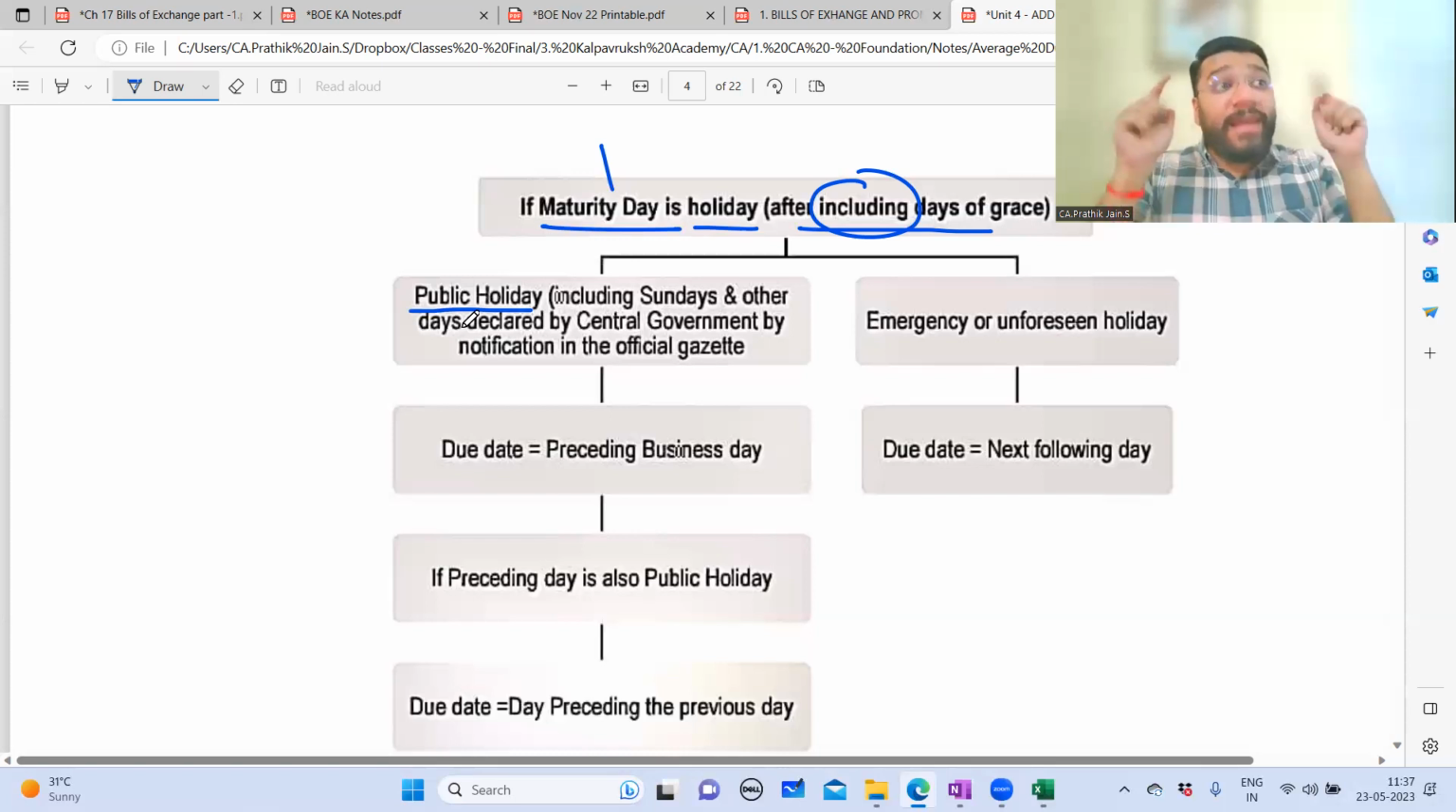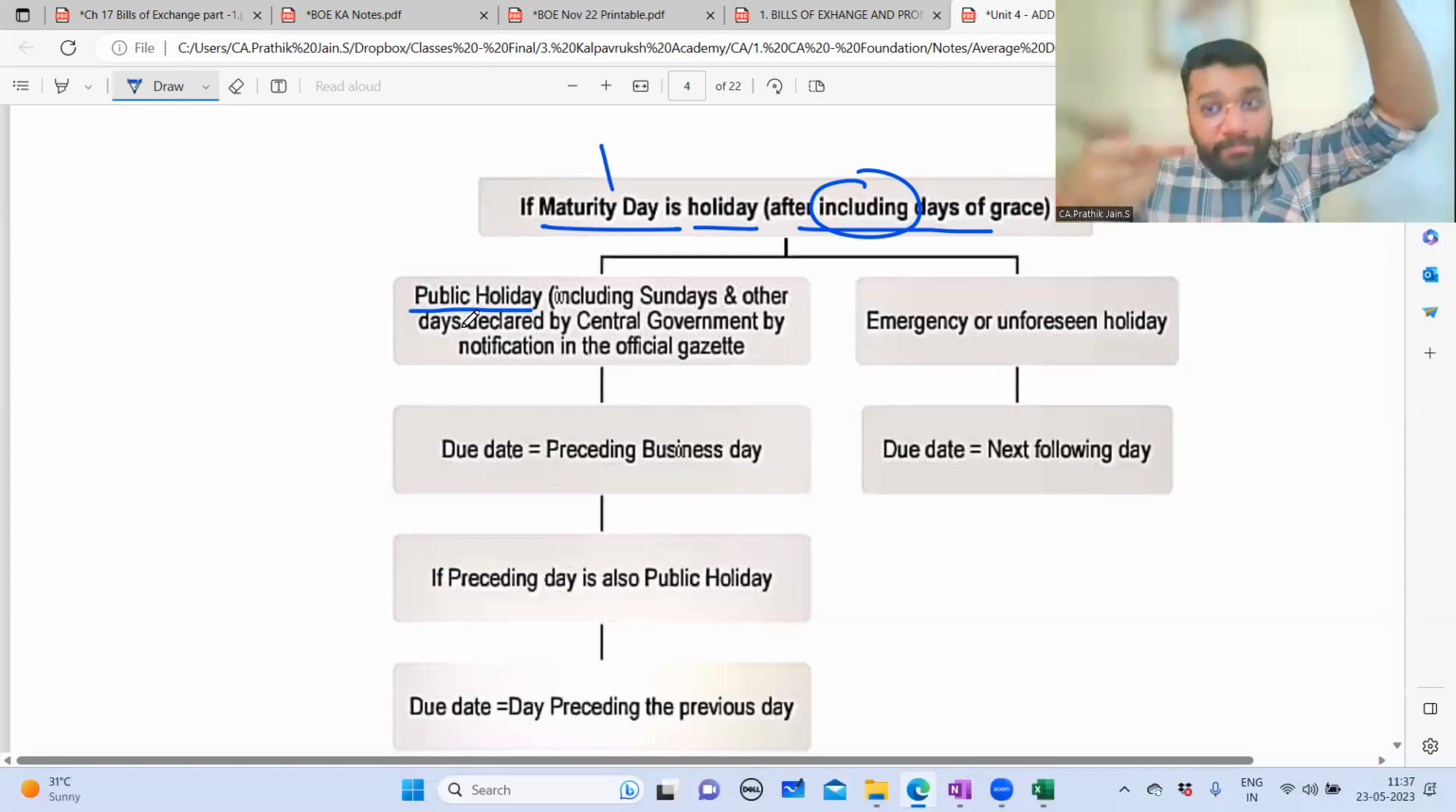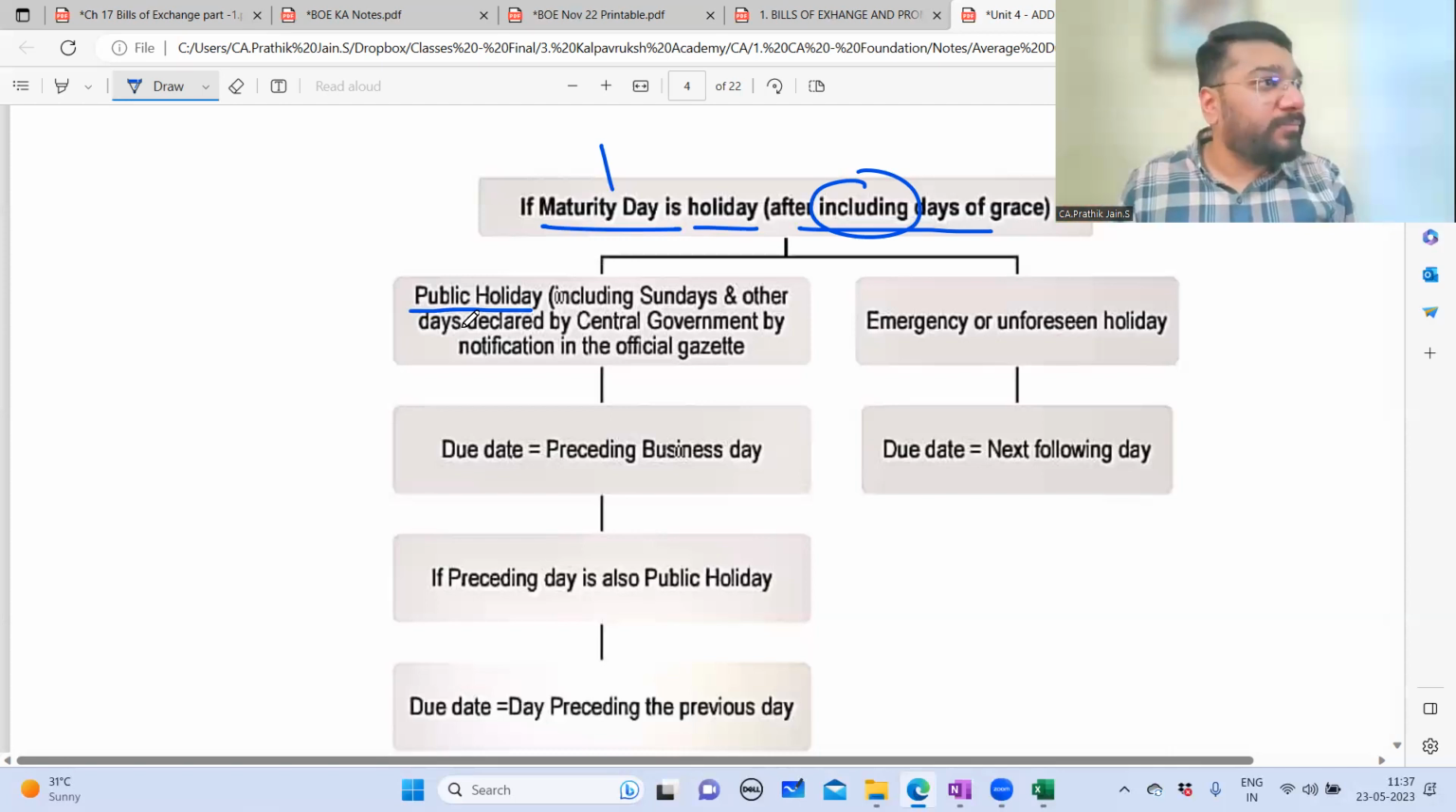Because you very well know, when you are issuing the bill, that the maturity date is a public holiday. When you know the public holiday is there, then the previous day becomes the due date. And on that due date, the payment has to be honored. So public holiday means Sunday or any other day declared by the central government as a holiday in the notification of the official gazette. Official gazette is the government document.